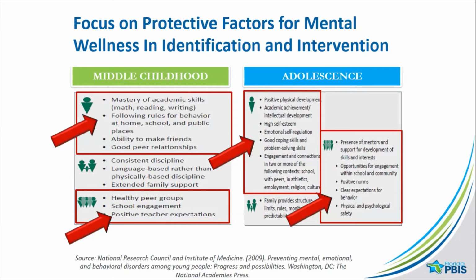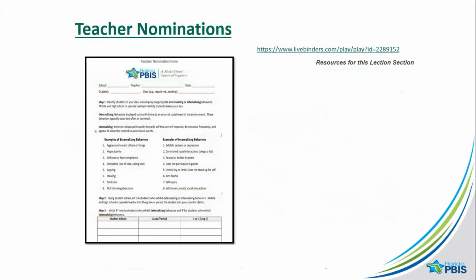Same with adolescents, you see a couple there. So emotional regulation or high self-esteem, I'm going to pull those two out real quick. Those are very common protective factors that we might miss if we just use some of our regular existing data. So with that idea, this is a teacher nomination form. And we have included this format, by the way, before I talk about it, in the resources for this lecture section. We included the teacher and also the grade nomination form.